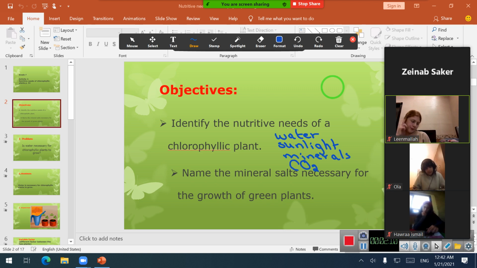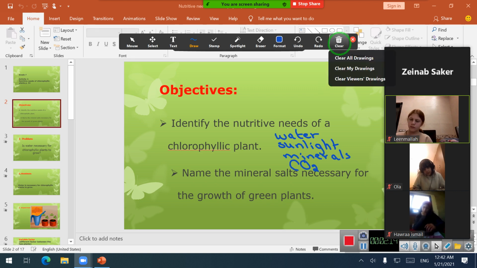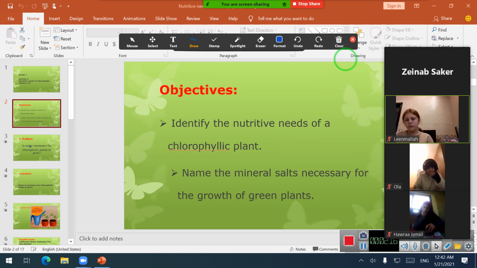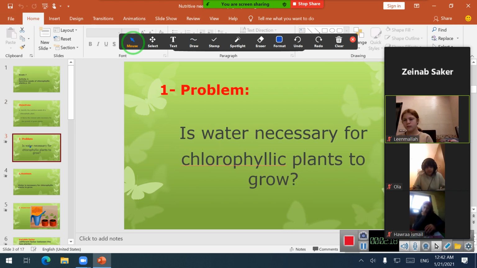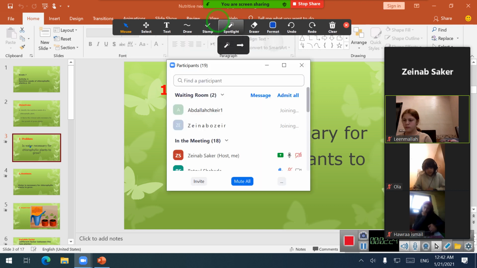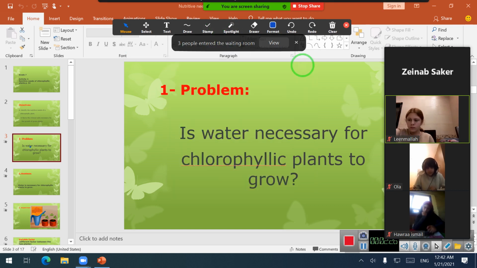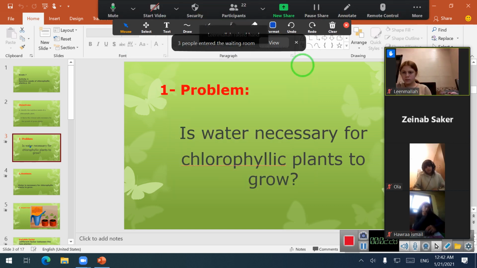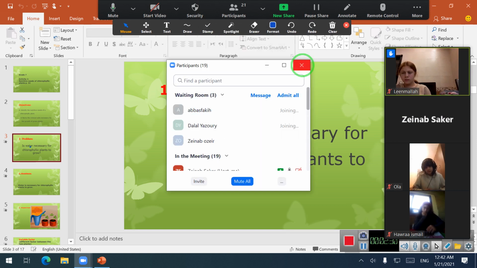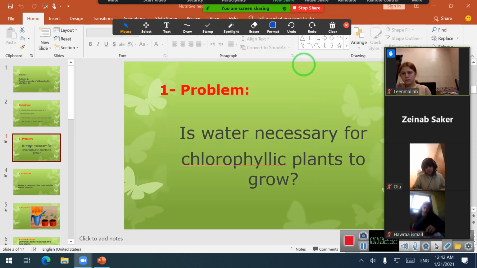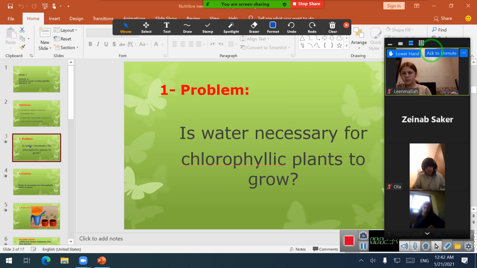In this session, we are going to identify the problem. In the first activity: is water necessary for chlorophyllic plants to grow? Is water necessary for the green plant to grow? Let's find who is raising their hand.